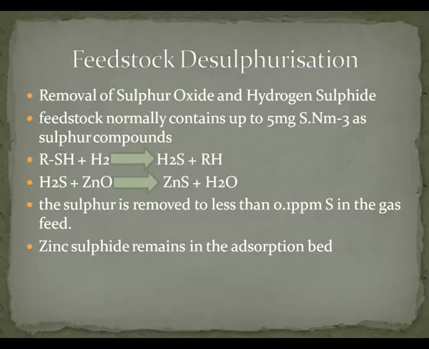Since methane gas contains a little bit of sulfur oxide and hydrogen sulfide impurities, this step, which is the step of desulfurization, is necessary because these impurities would poison the catalysts that are used further in the next chambers. And at the end the zinc sulfide remains in the absorption bed and will be removed from methane.